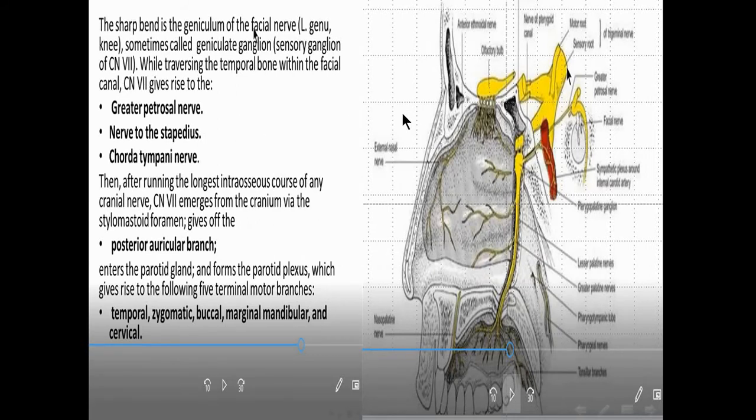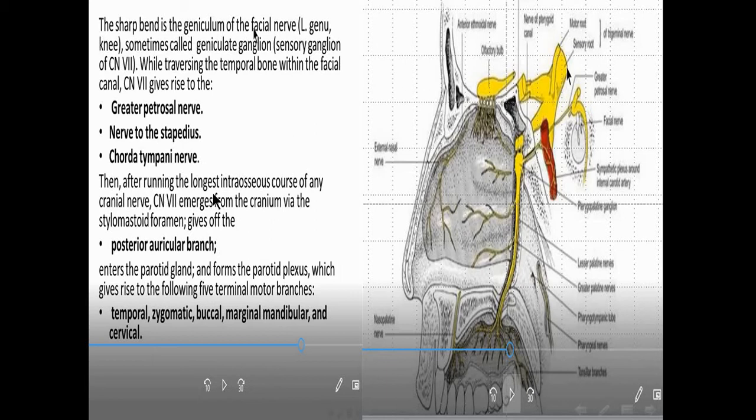This is a sharp bend of the facial nerve in the tympanic cavity, called the geniculate ganglion, a sensory ganglion of cranial nerve number 7, while traversing the temporal bone within the facial canal. The cranial nerve gives rise to the following branches: the greater petrosal nerve, a nerve to stapedius muscle, and the chorda tympani nerve.